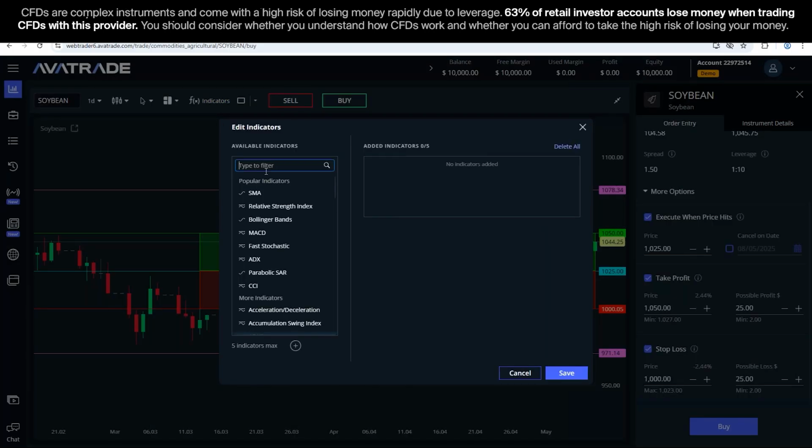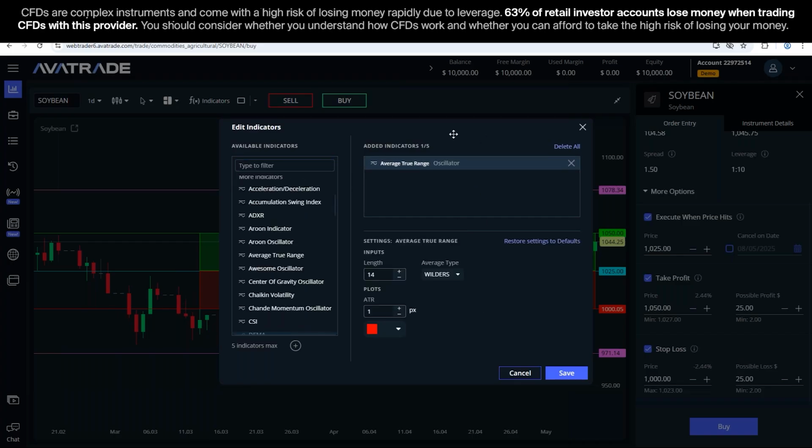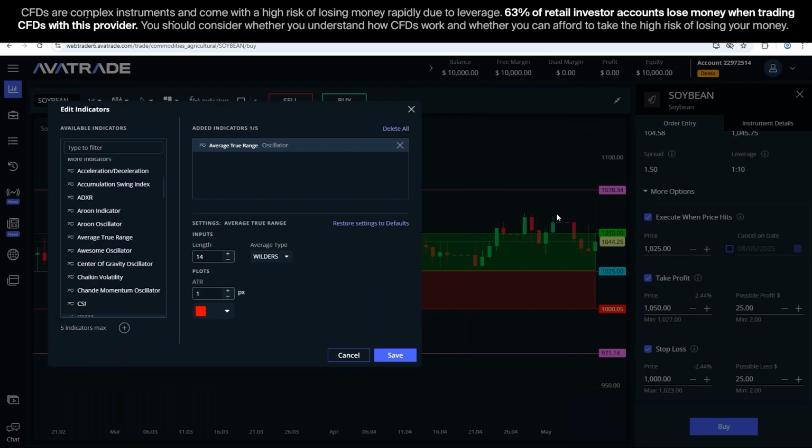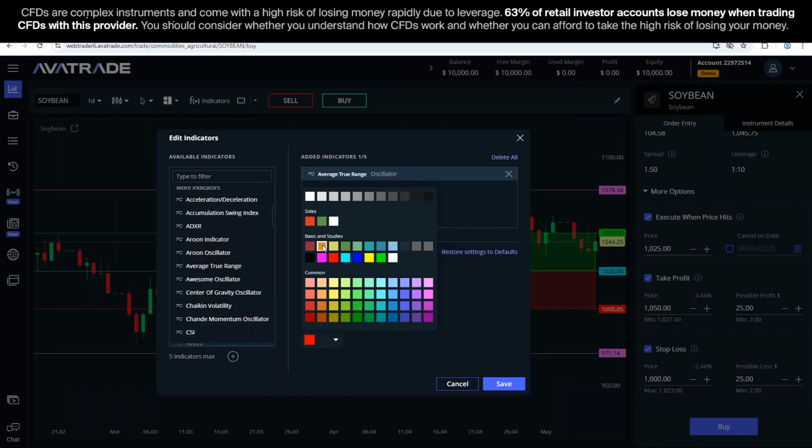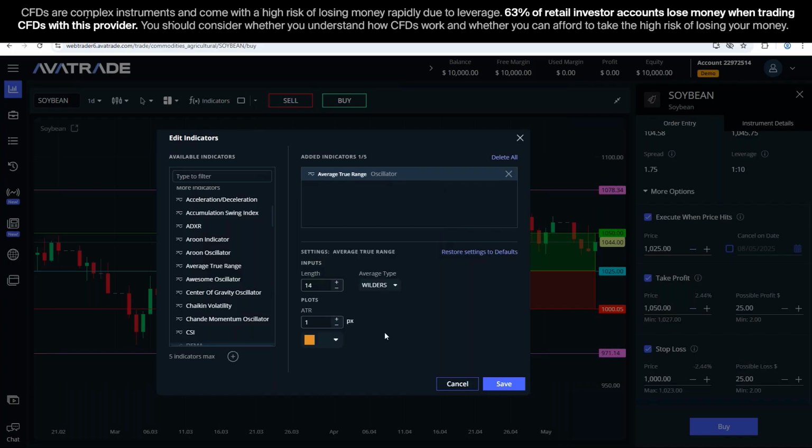Click here on indicators, type the filter ATR for average true range, click and drag it to the right. And in here we can select how many candles we want to analyze. In this case it's 14, which stands for 2 weeks, since we're looking at days. I think we're going to keep it like this. Click on the arrow, select a color that doesn't confuse us.